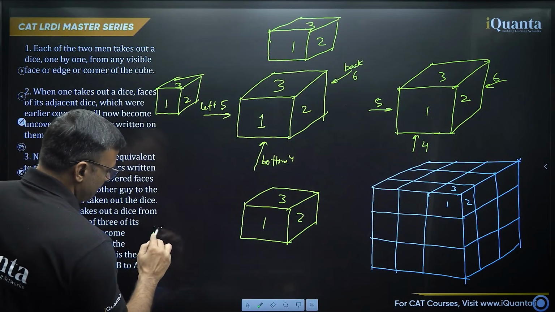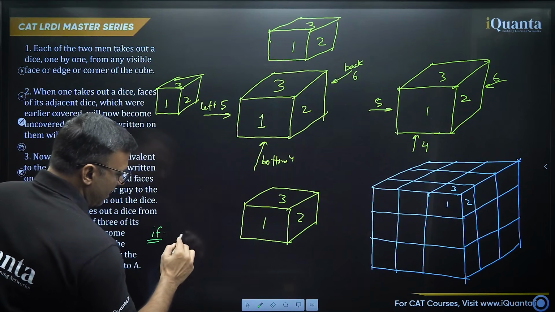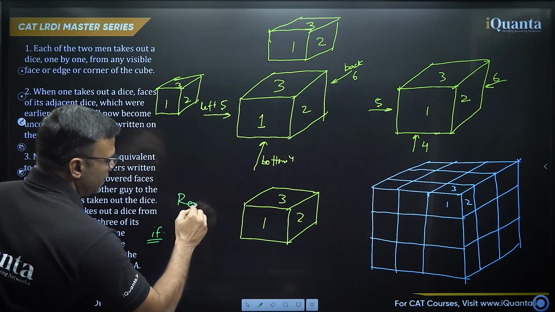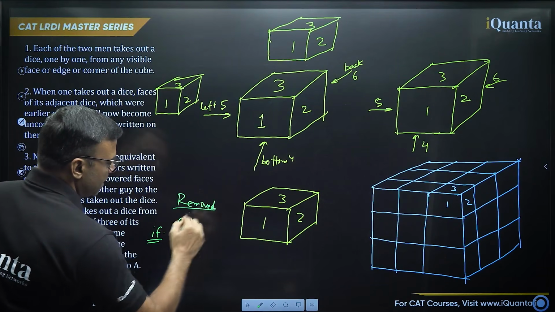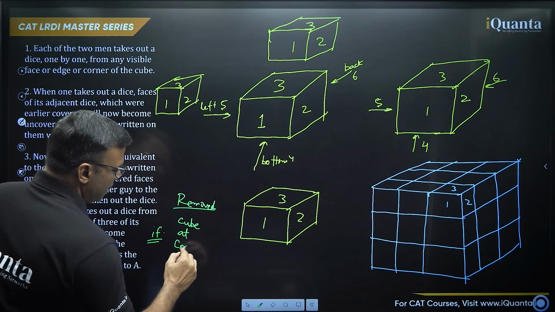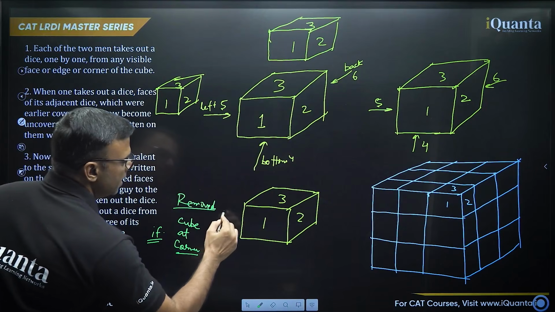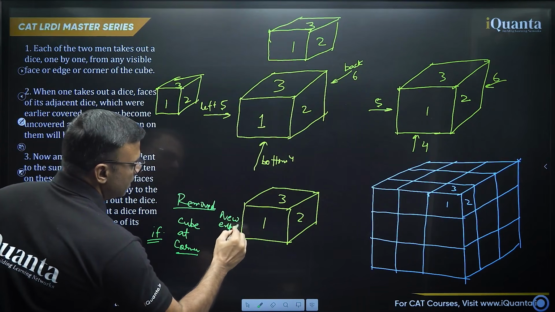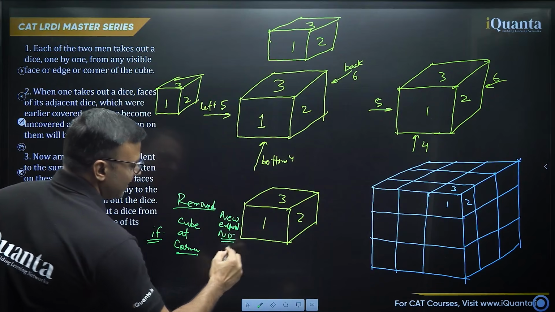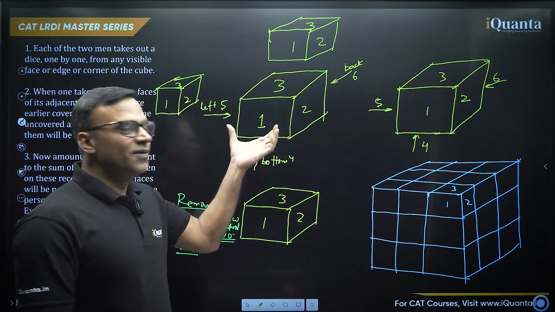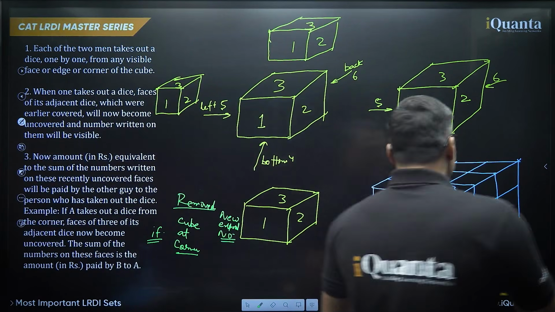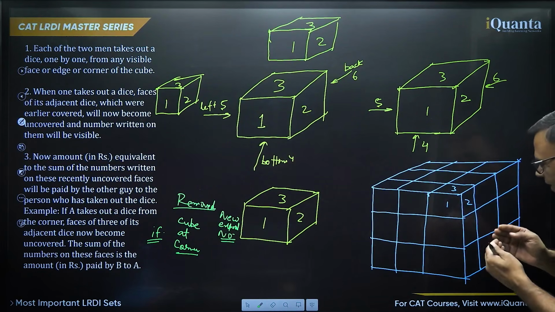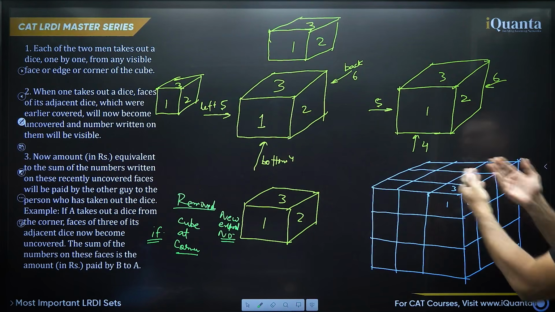If a cube at the corner is removed, what will be the new exposed numbers? Think about that. If you remove from the corner, see what was already exposed? Already exposed was 1, 2, 3. So when you remove it, exactly the same thing will be visible.